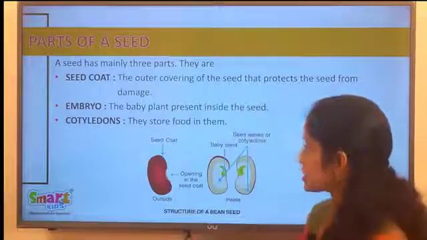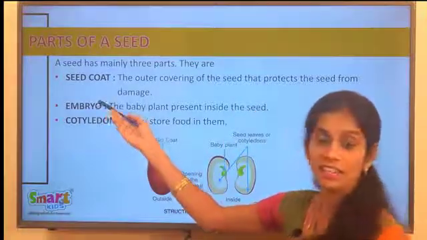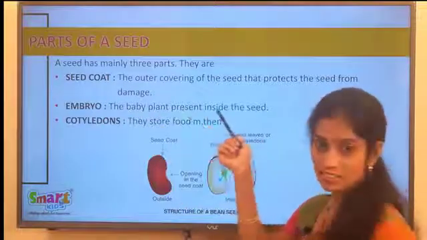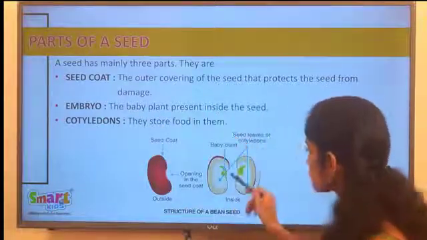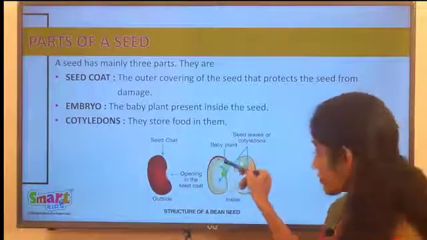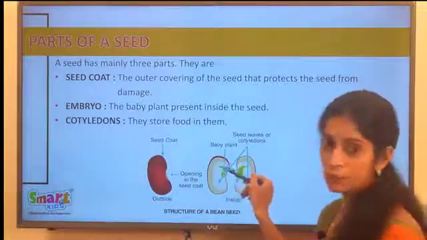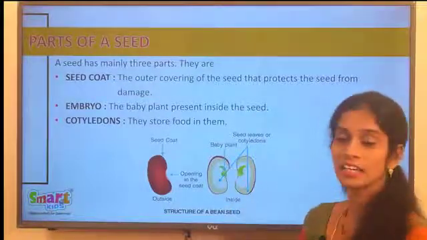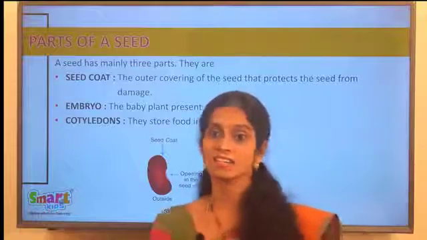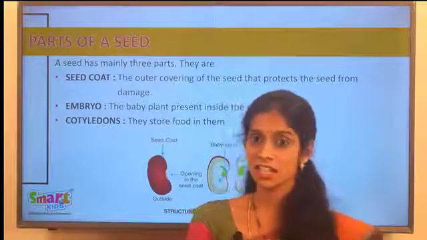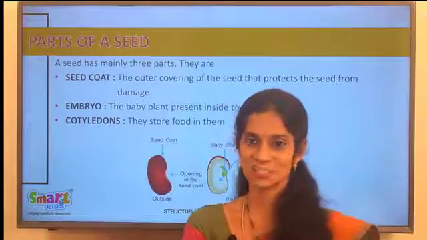And the next one is embryo. What is that? Embryo. The baby plant present inside the seed. Here we see a green colored structure inside the seed. This is called the embryo. And this embryo again has two parts, that is radicle and plumule. We will discuss these two parts in detail in the next topic.